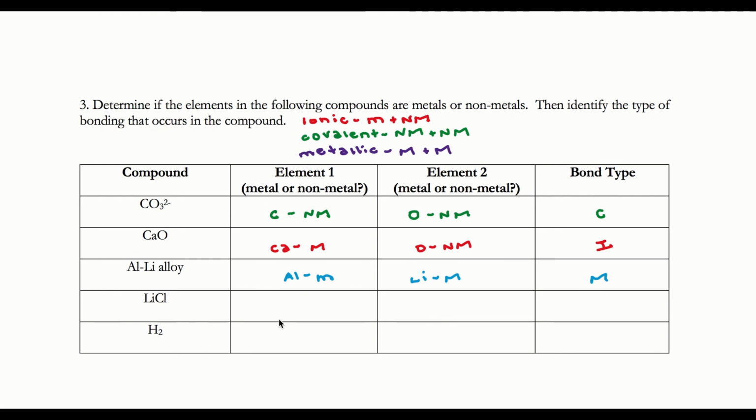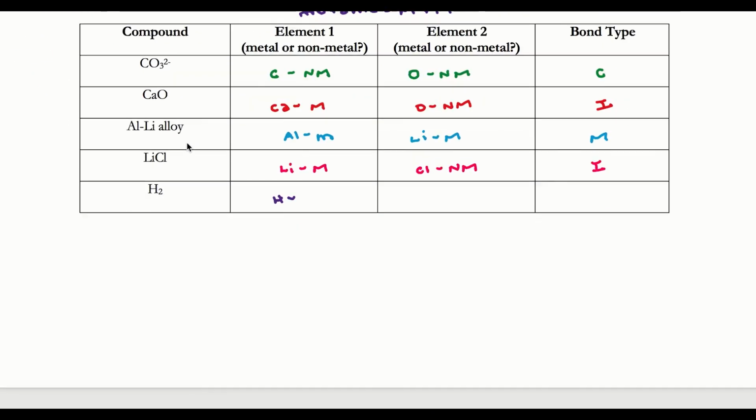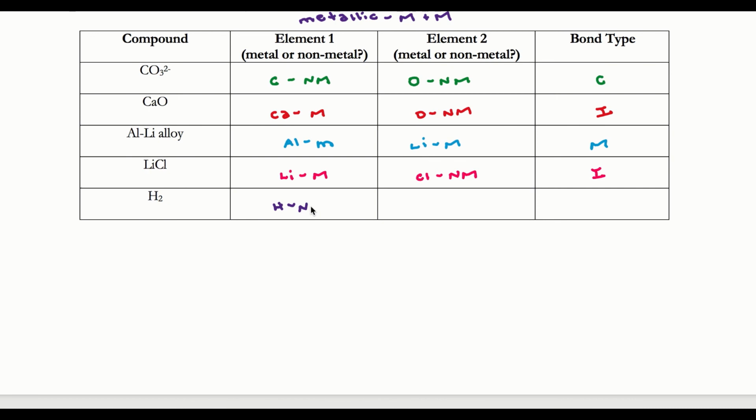Lithium chloride. Well, lithium is a metal because it is to the left of the staircase. Chlorine is a nonmetal. So if you have a metal and a nonmetal, that is going to be ionic. And then finally, if you have H2, what that means is I have just 2 hydrogen atoms. So hydrogen, remember, is the weird exception where even though it's to the left of the staircase, it is actually a nonmetal. The other hydrogen is also going to be a nonmetal. So since it's 2 nonmetals, this is going to be covalent bonding. All right?